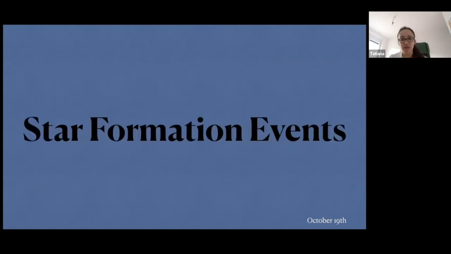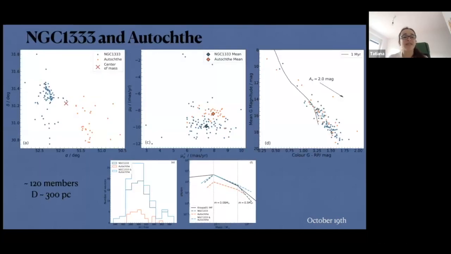Trying to understand better the star formation events that happened in this complex, there are a few conclusions that are clearer. The first is that NGC and Autochthy probably formed together, and that they're in fact part of the same cluster, since they're so close in the sky and they're also moving together. In fact, it's interesting that Autochthy here seems to be a subcluster in proper motion. And they're also coeval at about 1 million years and probably still star forming.